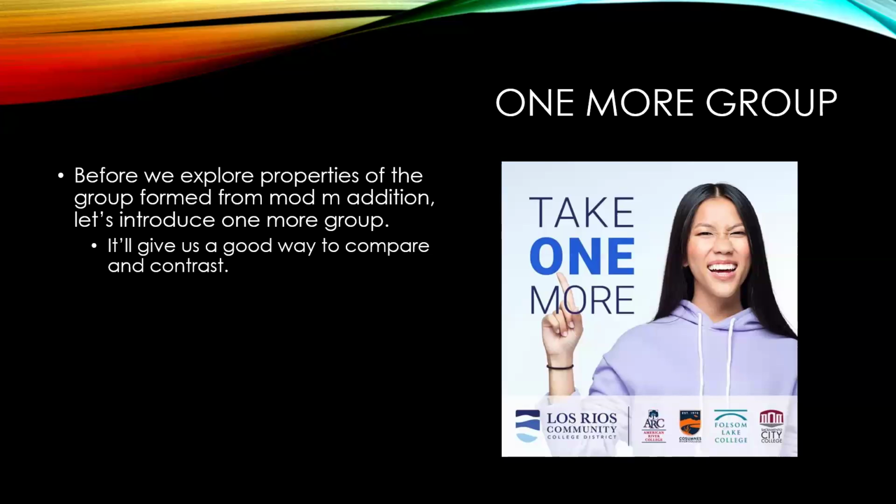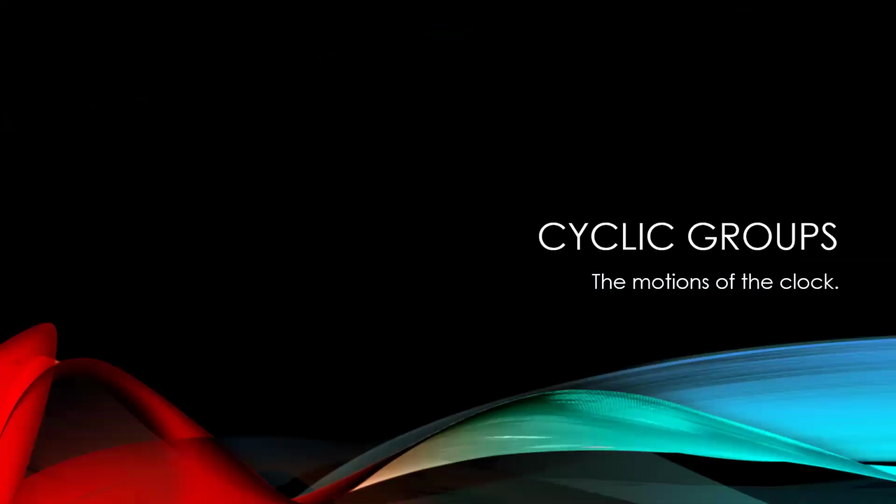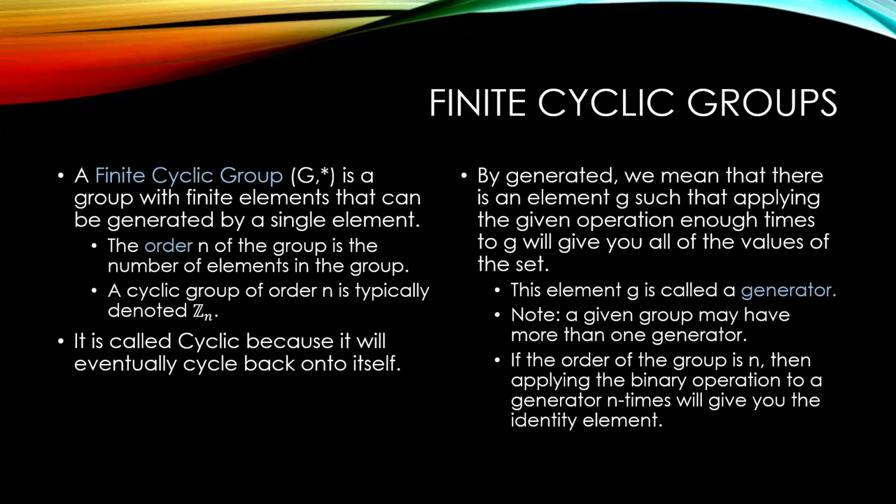Before we do more with this group, let's explore one more group. That way we have something we can compare and contrast. And so our other group is going to be a cyclic group. And you may notice some similarities fairly quickly. And so a finite cyclic group, G star, is a group with finite elements that can be generated by a single element. The order n of the group is the number of elements in the group. So a cyclic group of order n is typically denoted Z sub n.